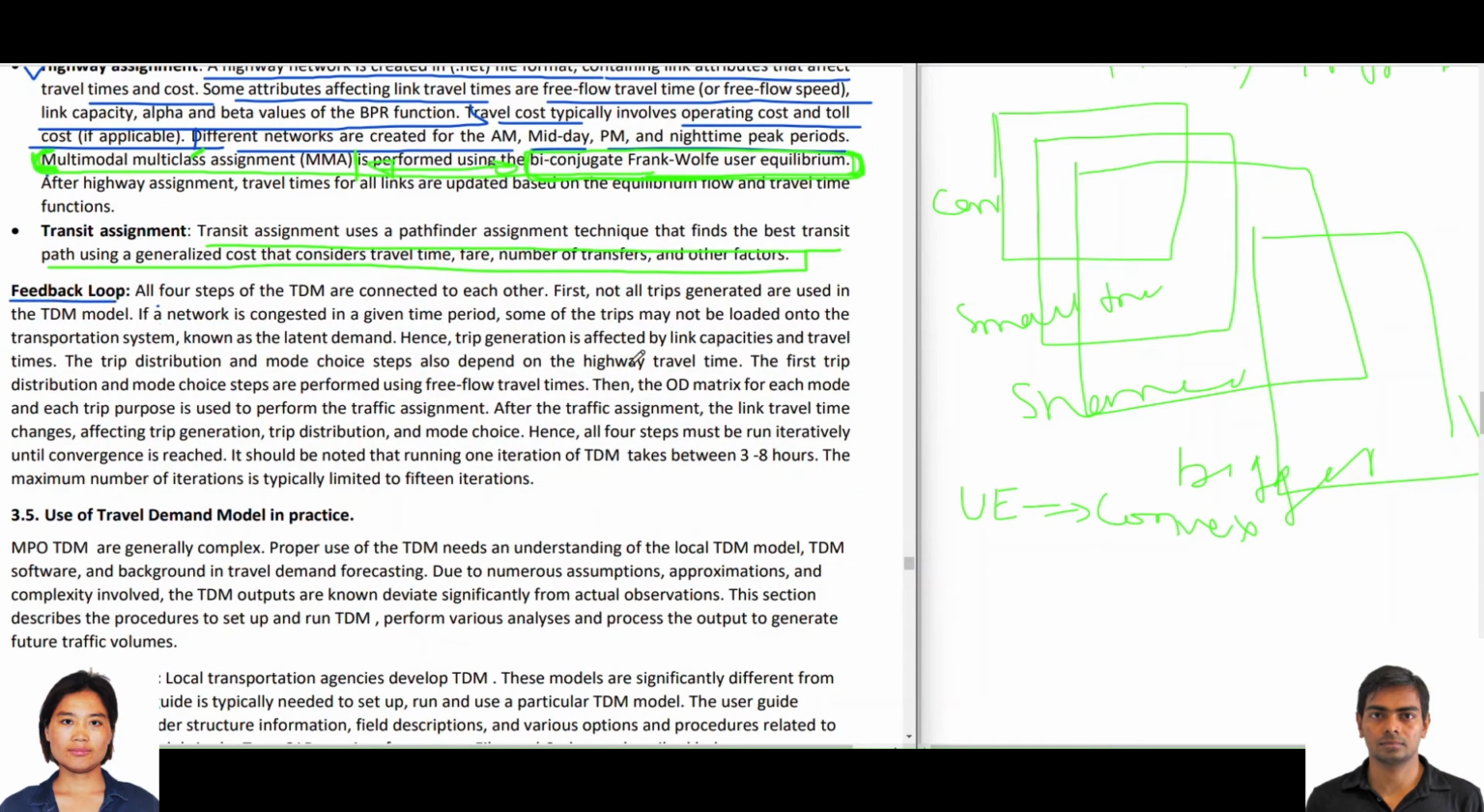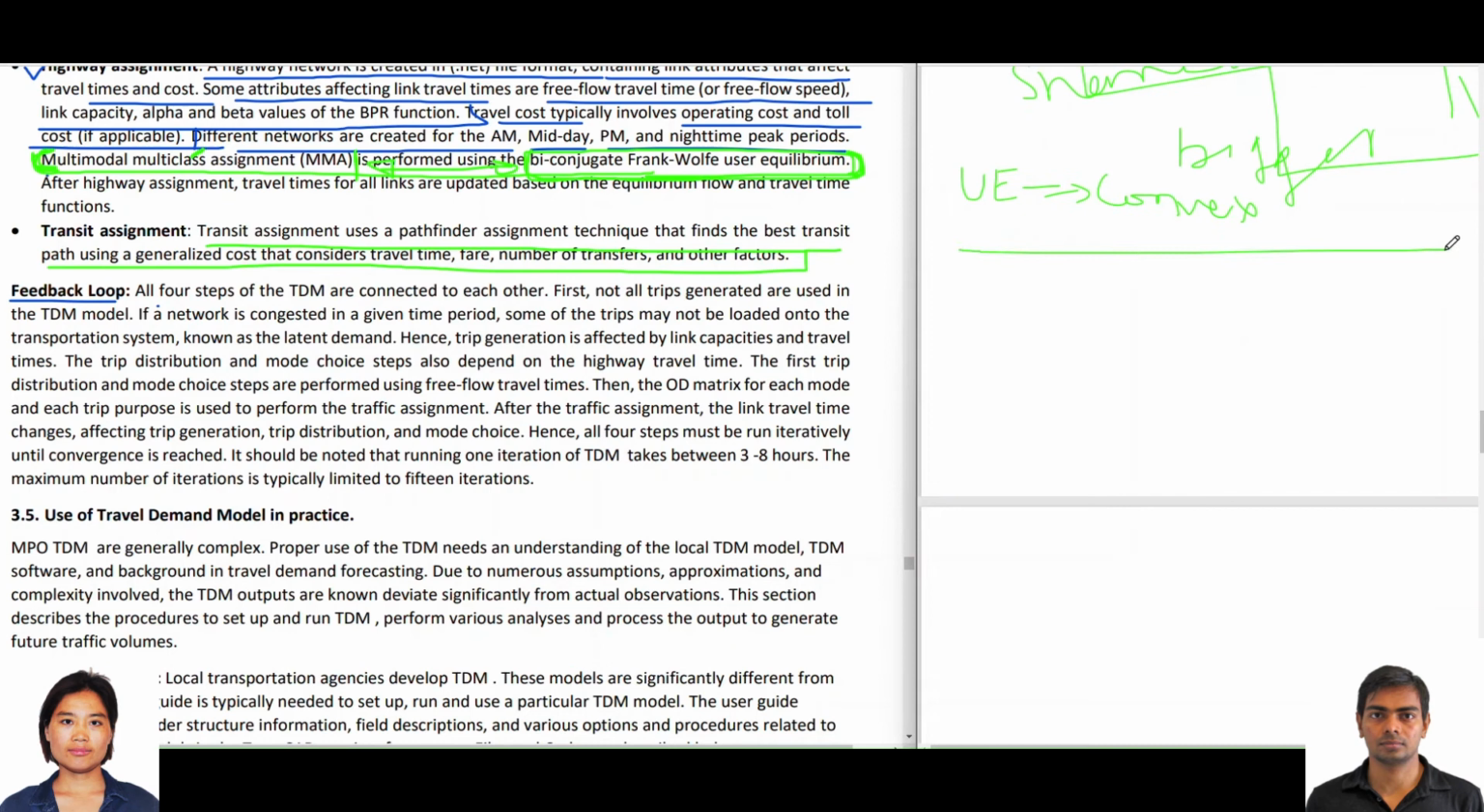Feedback loop. Now we notice that, first, all four steps of the travel demand model are connected to each other. For example, the first one was trip generation. Let's say we have a centroid here and a lot of vehicles are coming out. But if the number of vehicles from a centroid exceeds the capacity of the link, then not all the volumes are loaded on the network.